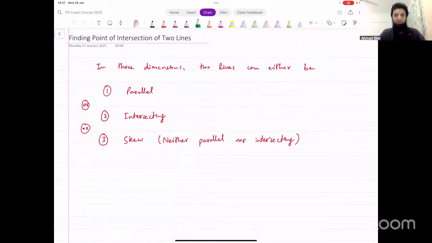Then we talked about how to find points of intersection of two lines. We said in 3 dimensions, if you have two lines, they can either be parallel or they can be intersecting or they can be skew. We have these 3 possibilities. In 2 dimensions, we only used to have 2 possibilities, parallel or intersecting, but now we have a third possibility in 3 dimensions. And that is that the lines are neither parallel nor intersecting. This case is known as skew lines.